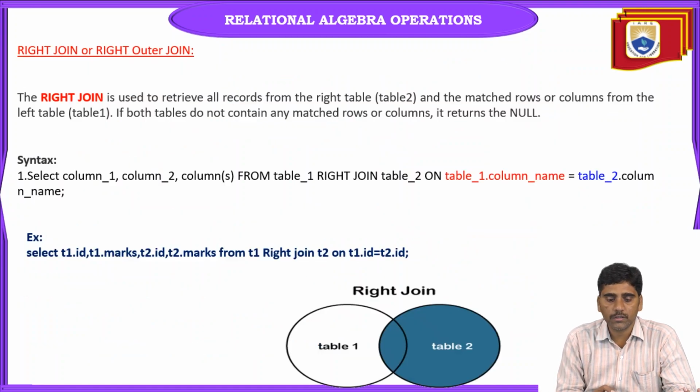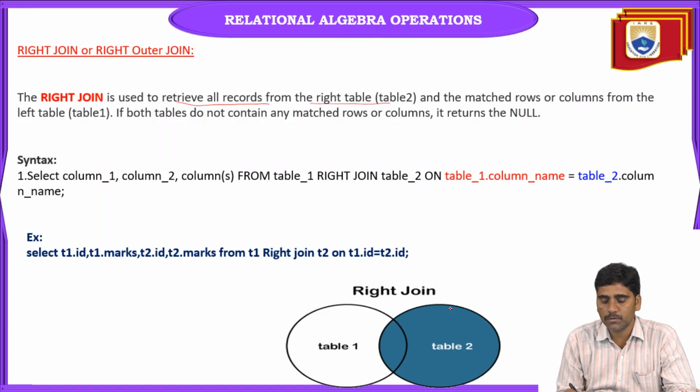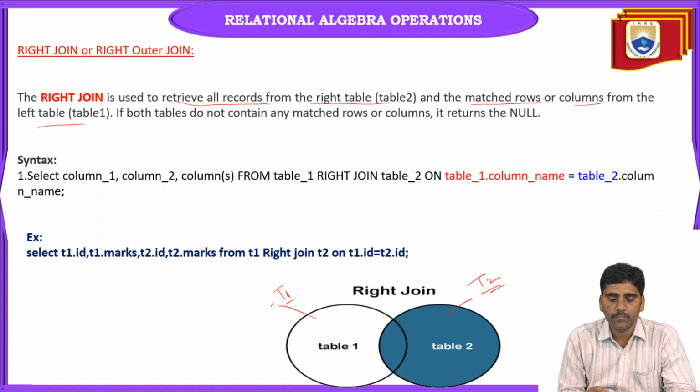Right join or right outer join. Right join is used to retrieve all records from the right table, which is T2, where the left table is T1, and the matched rows or columns from table 1. If both tables do not contain any matched rows or columns, it returns a null value.